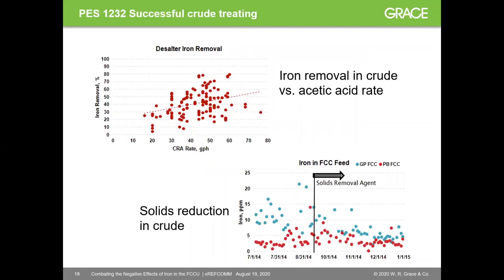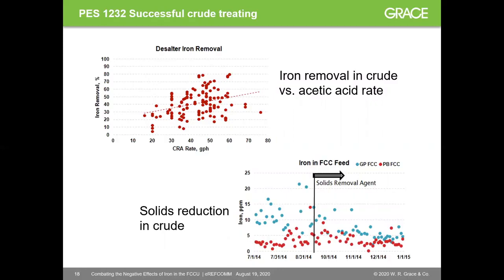Removing calcium from the FCC feedstock, as well as sodium, can reduce the degree of iron poisoning, since these metals combine to limit diffusion. Desalting or acidification has shown great success at removing calcium from crude oil. As shown in the figure at the top, it has also shown modest levels of iron removal.